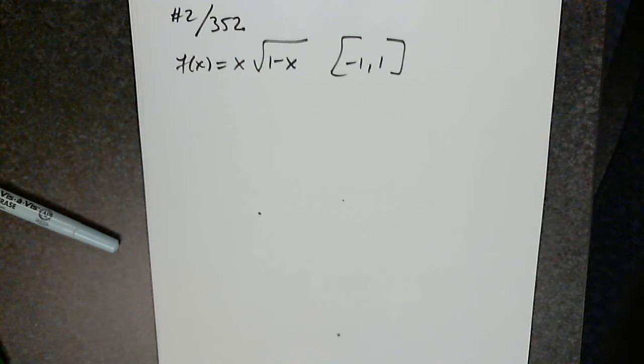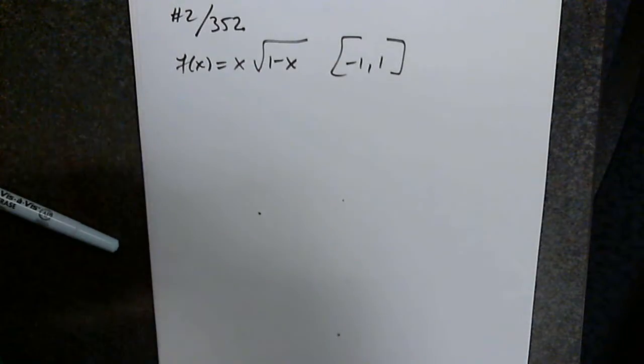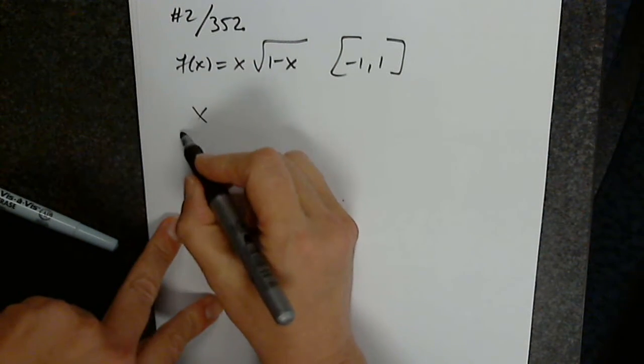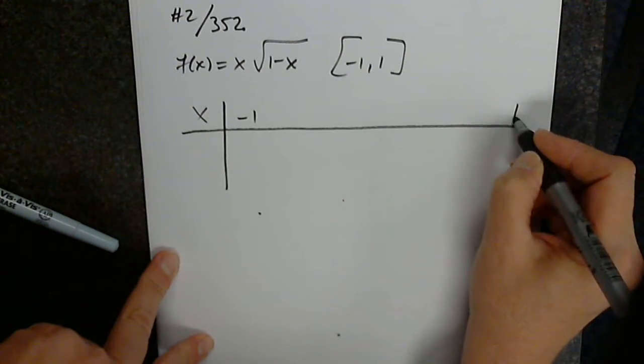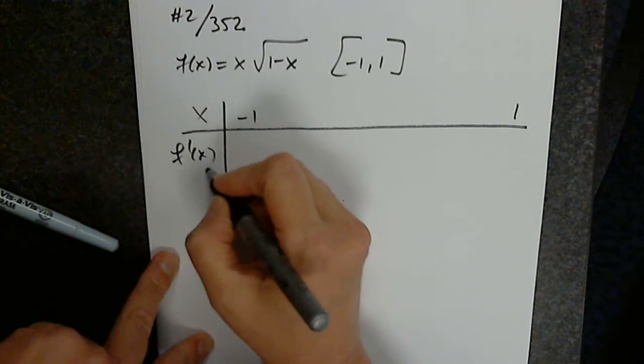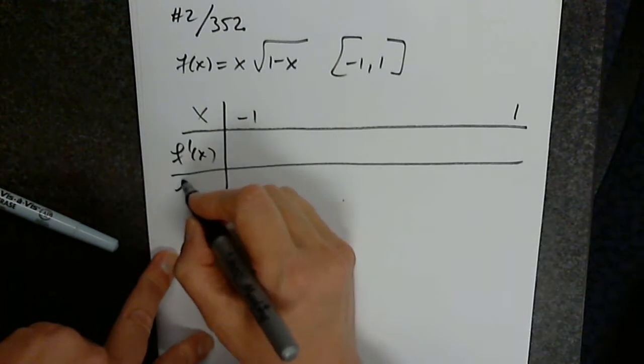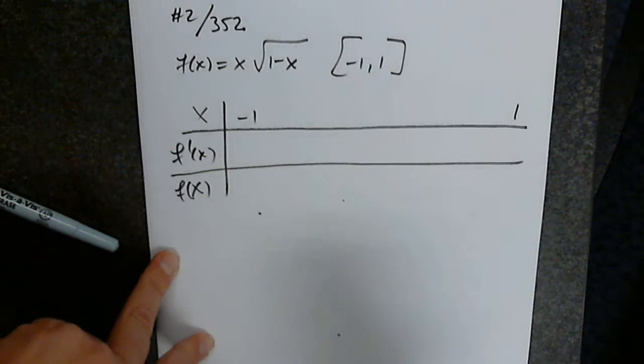So what do we do? First of all, this is a situation in which we are asked to find the max and min of this function, studying it only between negative 1 and 1. We're not asked to graph it, so I will not add the second derivative here. There is no need.